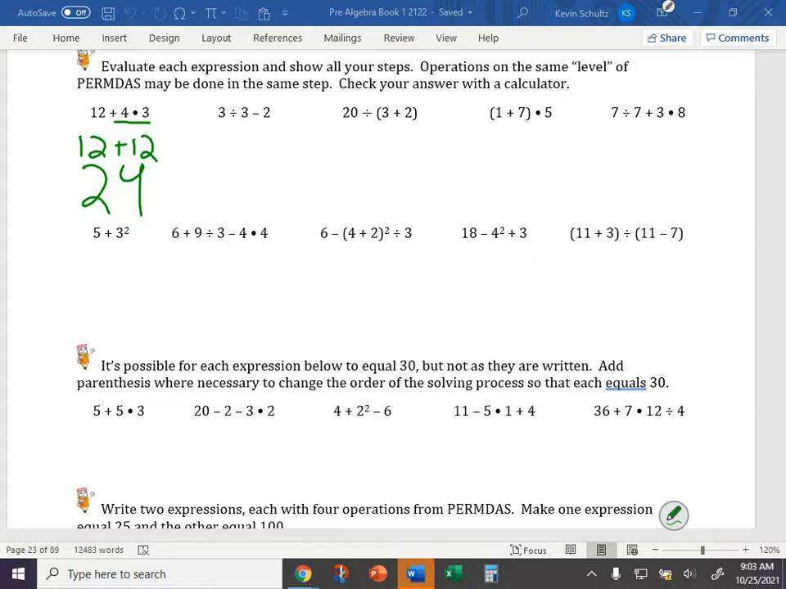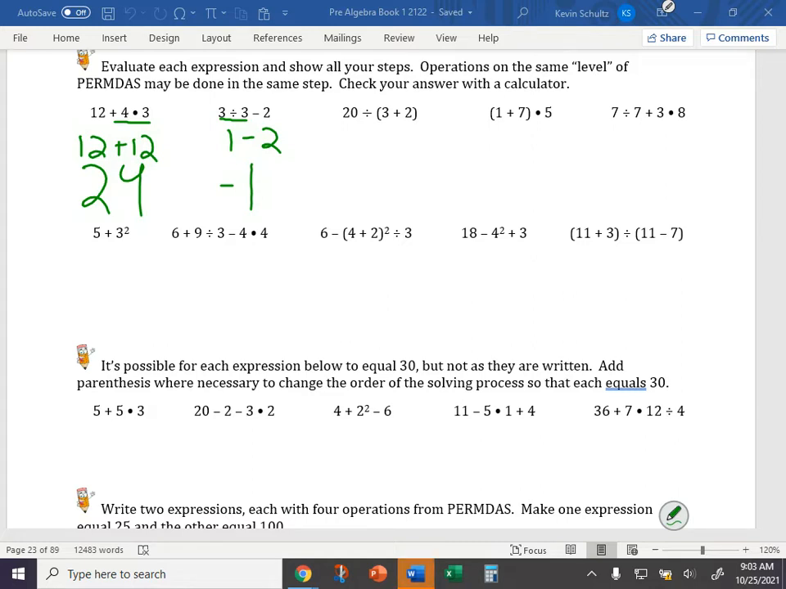What would come next? 3 divided by 3 minus 2. What are we doing first here, Dayton? Good. 3 divided by 3. We underline that. What is 3 divided by 3? 1. And so we write 1 minus 2 as our next step. And what do we get? Negative 1. Okay.